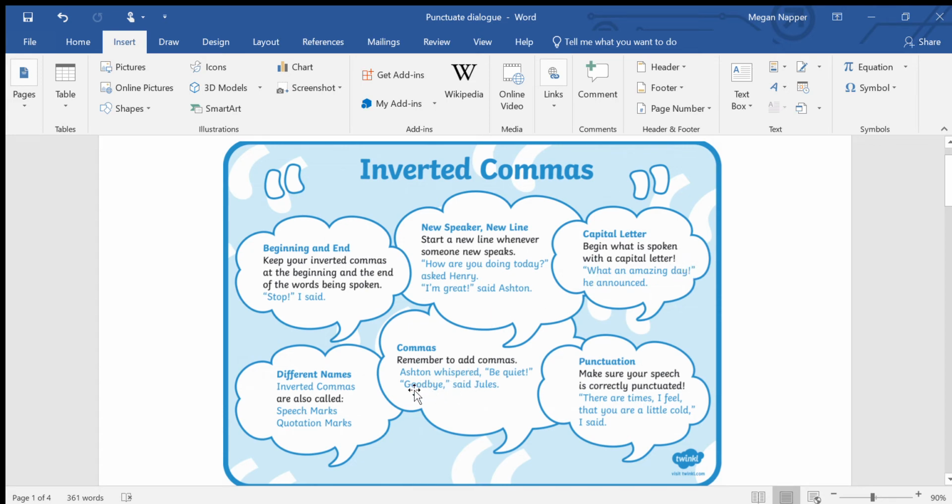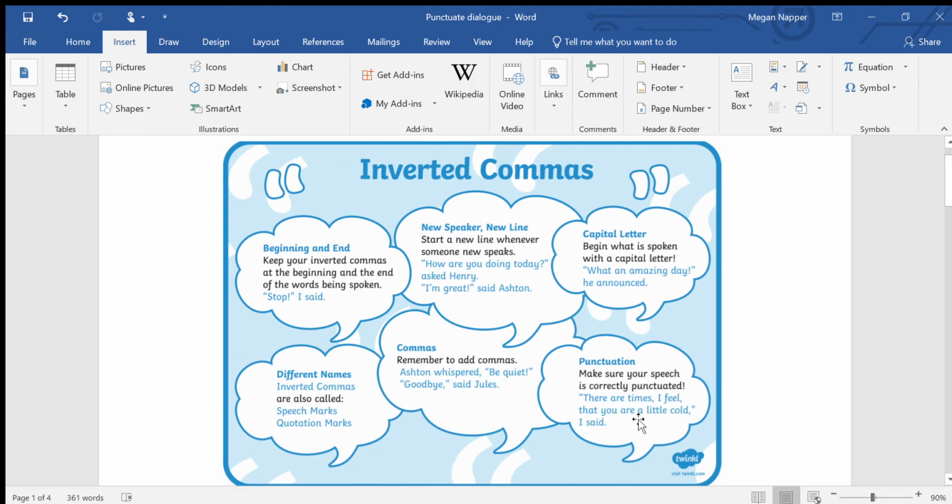So have a look at this one. Ashton whispered, and there's a comma, starts with a capital letter. Even though that's not a full stop, all speaking starts with a capital letter. Okay? And in this case, where something has been written, you use a comma. Okay?